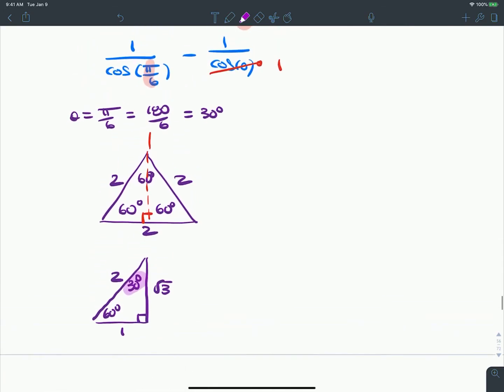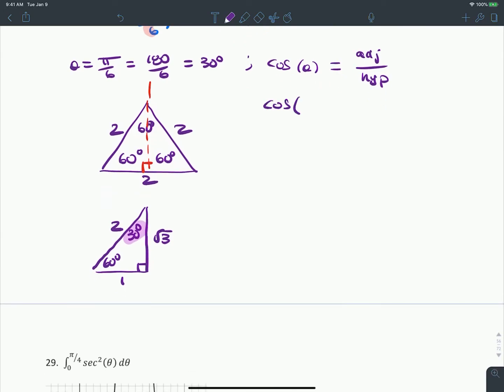So at this point, remember what your definition is. Definition of cosine of an angle is adjacent over hypotenuse.